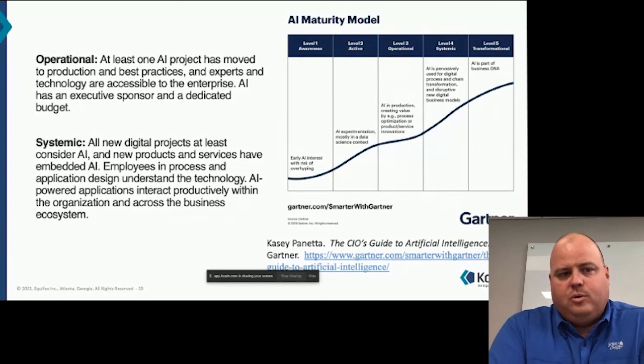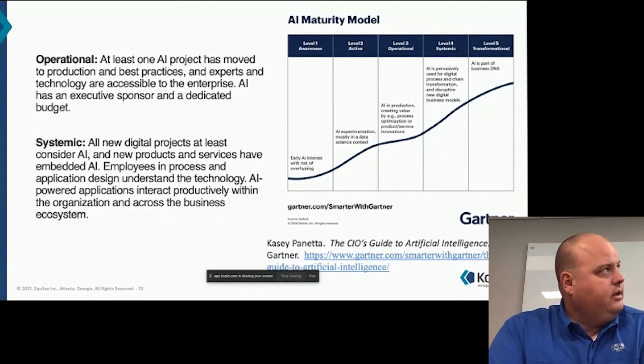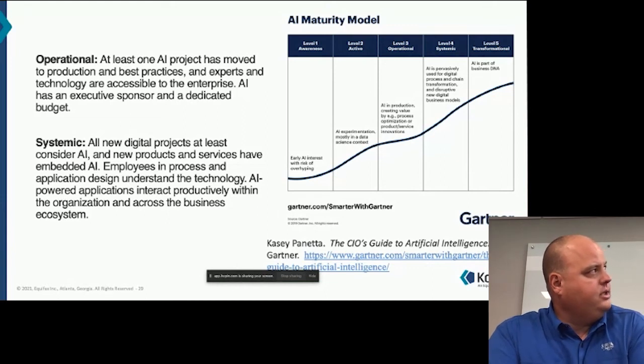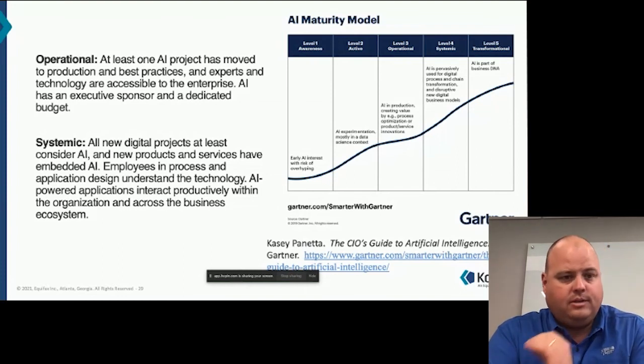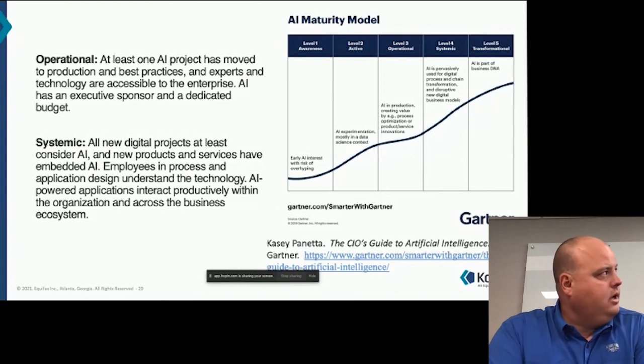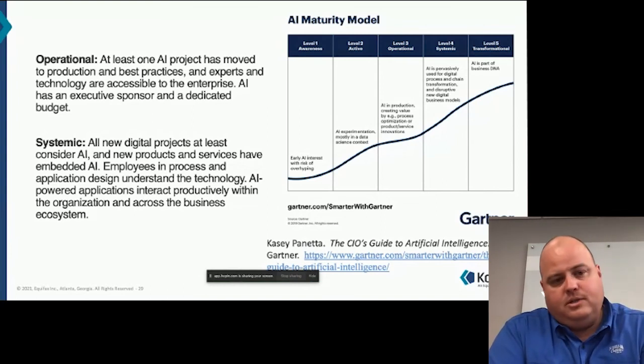But then you look forward at what the next steps are. Systemic. AI is pervasively used for digital process and chain transformation and disruptive new digital business models. All new digital projects at least consider AI, and new products and services have embedded AI. Employees in process and application design understand the technology. So again, outside of just the technology group, AI-powered applications interact productively within the organization and across the business ecosystem. So that was another step in front of us.